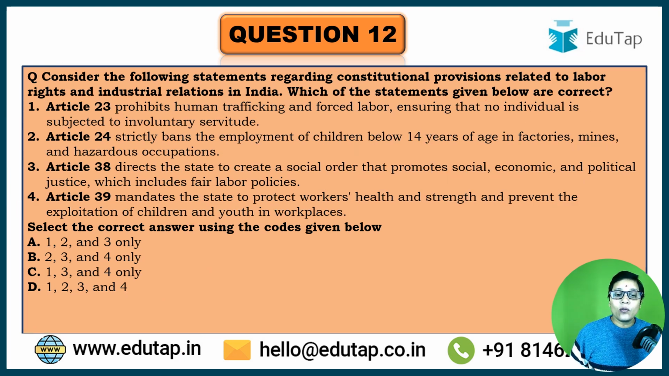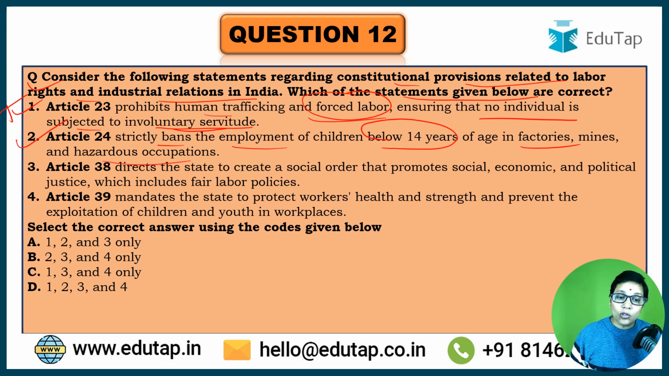Now, next set of articles. Consider the following statements regarding constitutional provisions related to labor rights and industrial relations in India. Which of the following statements given below is or are correct? Article 23 prohibits human trafficking and forced labor, ensuring that no individual is subjected to involuntary servitude. This is very much true. Article 24 strictly bans the employment of children below 14 years of age in factories, mines, and hazardous occupations. Yes, this is also very much true.